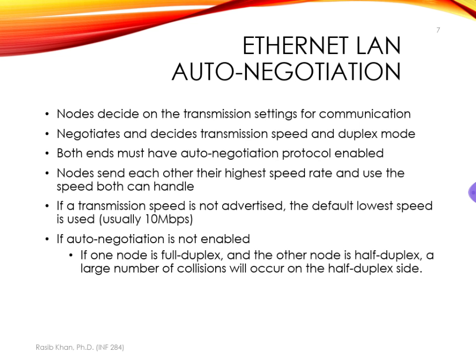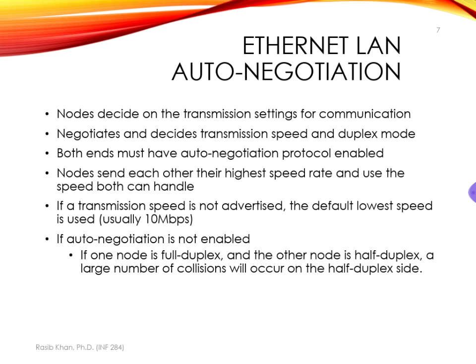So now, given that two nodes are connected over Ethernet, there are certain properties which need to be exchanged and negotiated between the two ends. So the nodes need to decide if the transmission settings on the communication are on common ground, and also the transmission speed and the duplex mode.